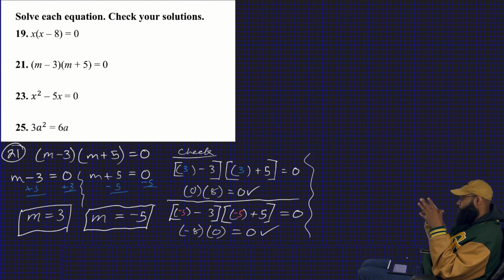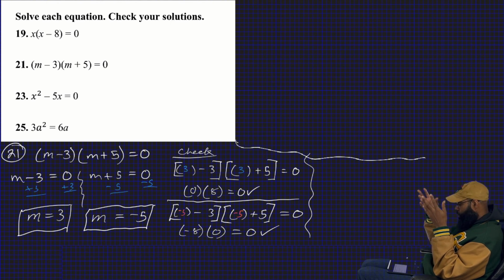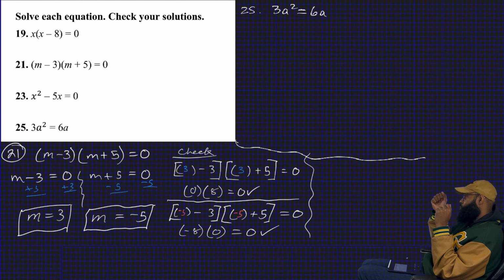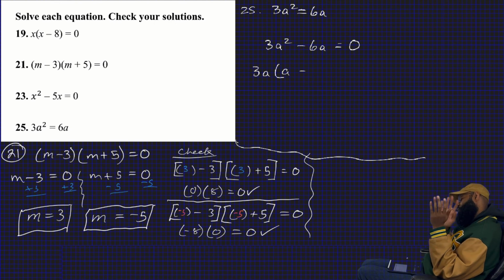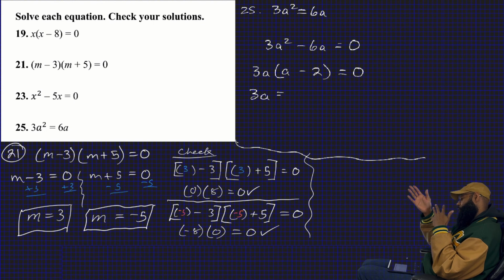We're gonna change 25 by simply rewriting the equation using the inverse operation. 25, 3a squared equals 6a. What's the opposite of 6a? The inverse. Opposite. -6a. So I'm literally going to subtract 6a from the right side and subtract 6a from the left side. And when I did that, you can kind of see now that it's 3a squared minus 6a.